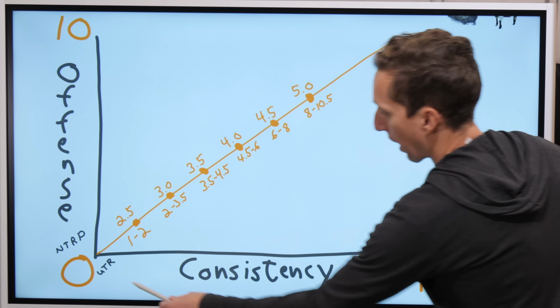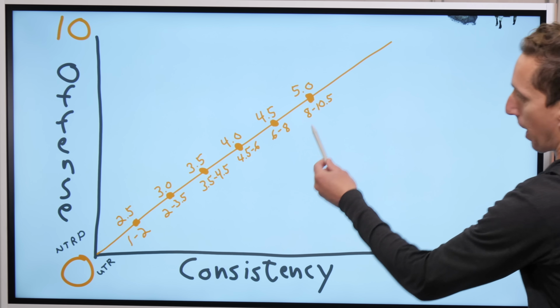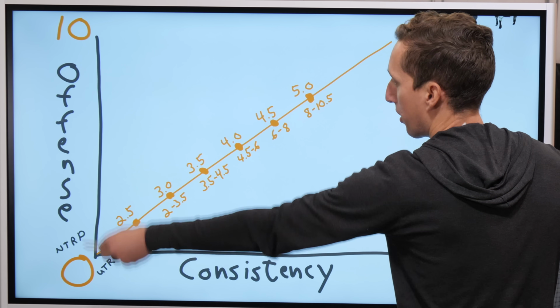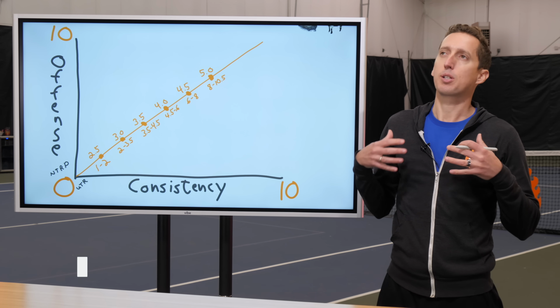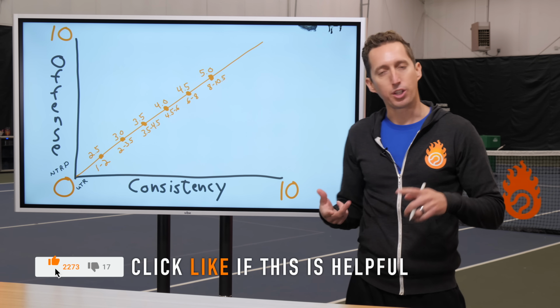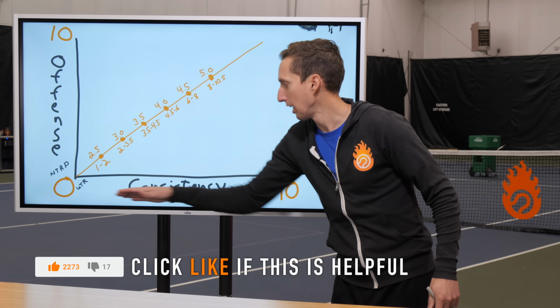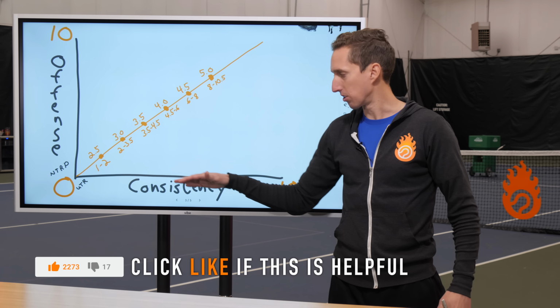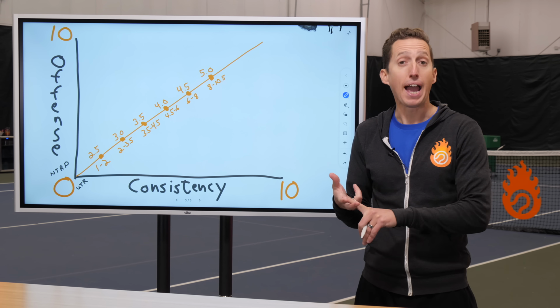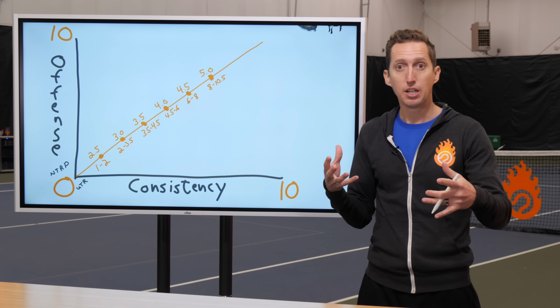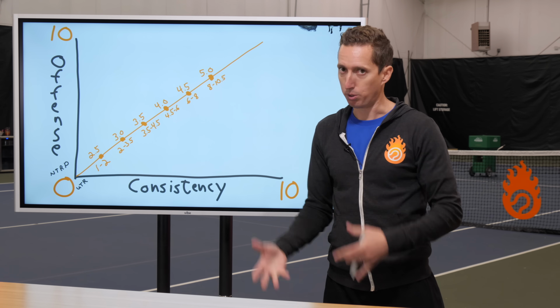So, see, we've got UTR down here on the bottom. This is NTRP. And notice our chart here on this axis is offense. That means somebody's development of their power, their racket head speed, their weapons. And on this axis is consistency, aka somebody developing their accuracy, their patterns, their ability to change direction, and their ability to just put the ball in play.